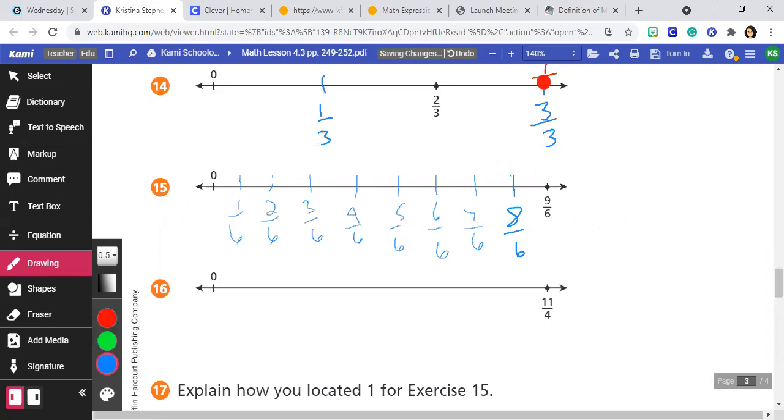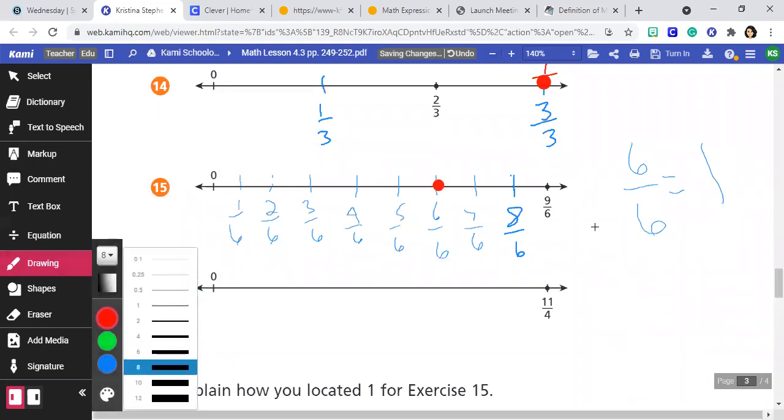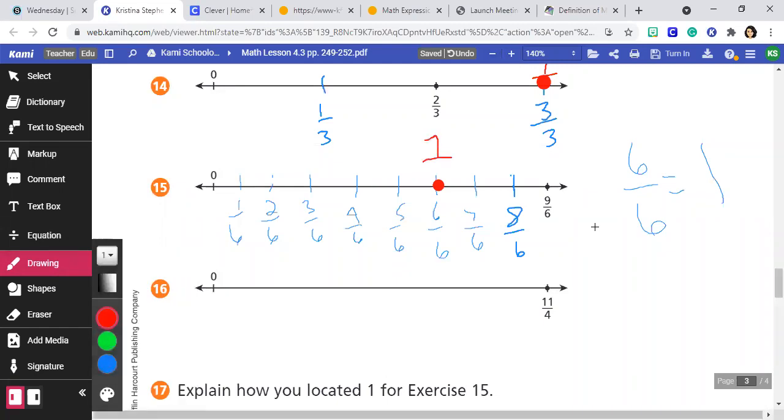Now my denominator is a 6. So if my denominator is 6, that means my numerator has to be the same number for it to equal 1. Let's find where my denominator and my numerator match. I see right here is where 1 is. And that's what we were doing, is we were locating 1. And I see right about there is where 6 over 6 is.